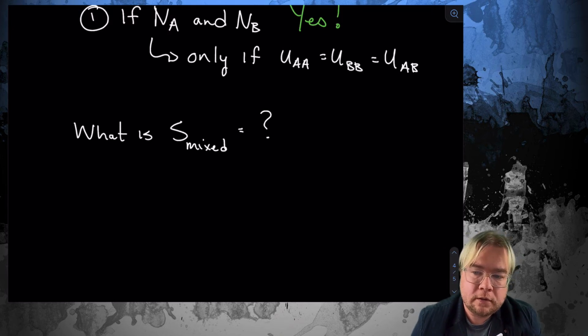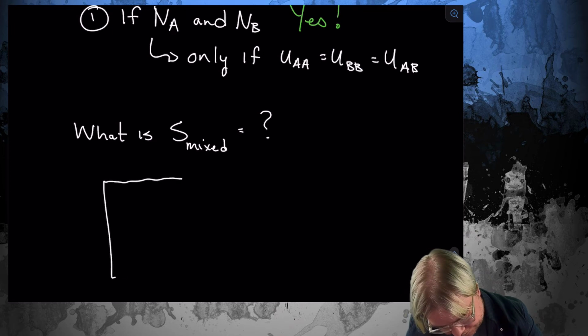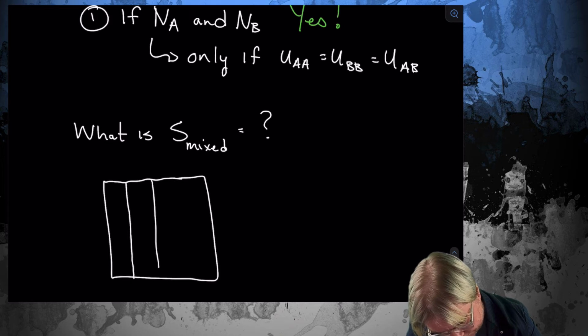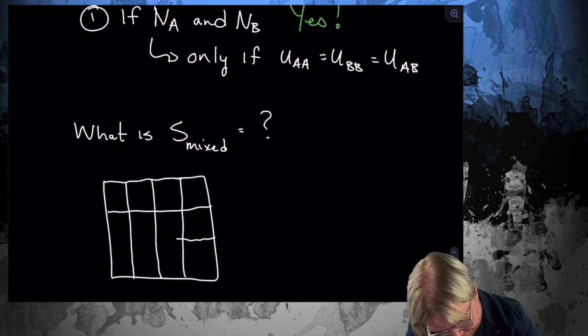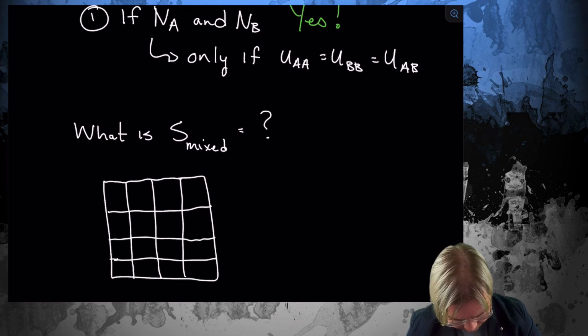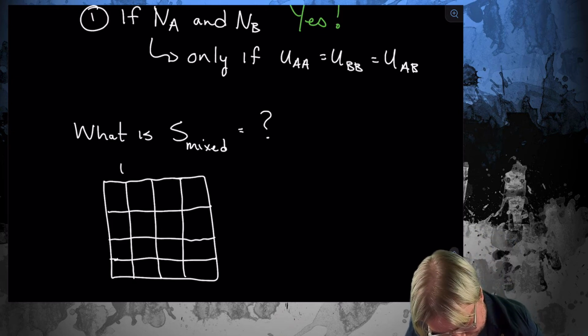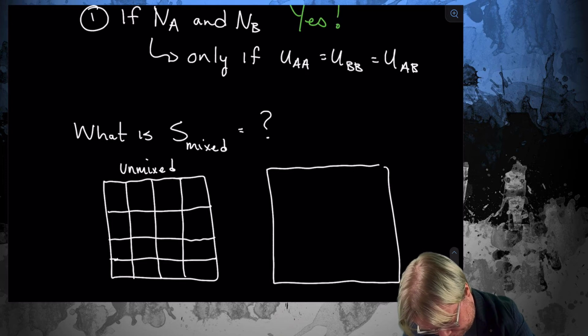Let's do that part first. Well, let's do it this way. Let's say that this is my lattice. All right, so I've got what, 16 now? So let's say that this is the unmixed state, because we'll come back to it. And then this, of course, will be the mixed state.